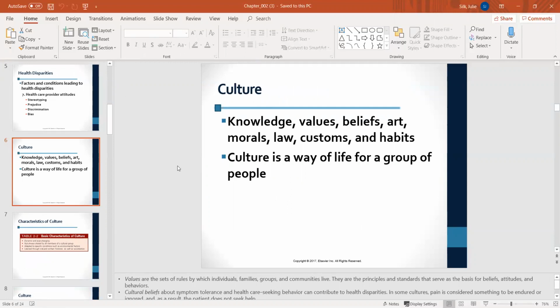Okay, then this gets into a little bit about culture. So remember, our culture is just our knowledge, our values, our beliefs, our customs, our habits that we do. It's a way of life for a group of people. Our values are sets of rules by which we live, right? So cultural beliefs about symptom tolerance and healthcare seeking behaviors can also contribute to health disparities.